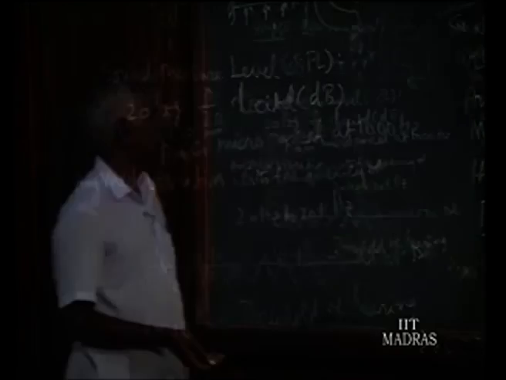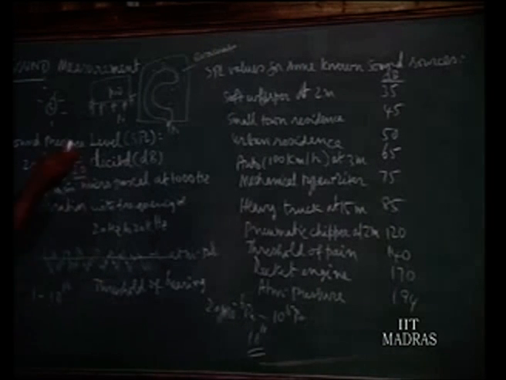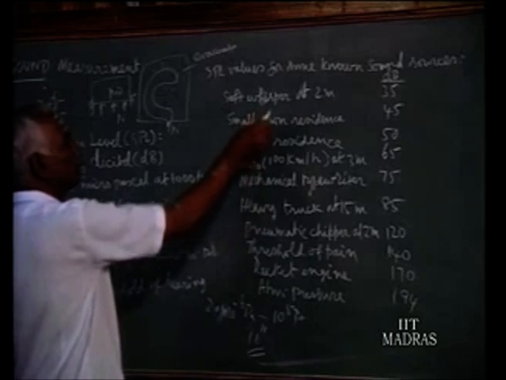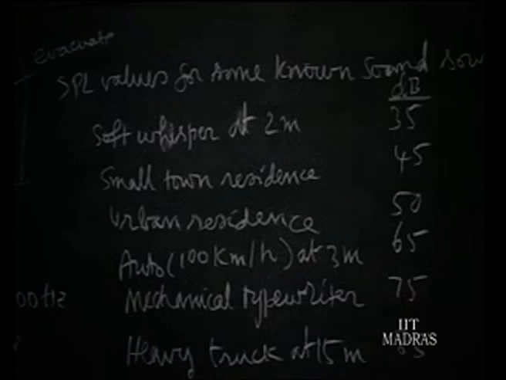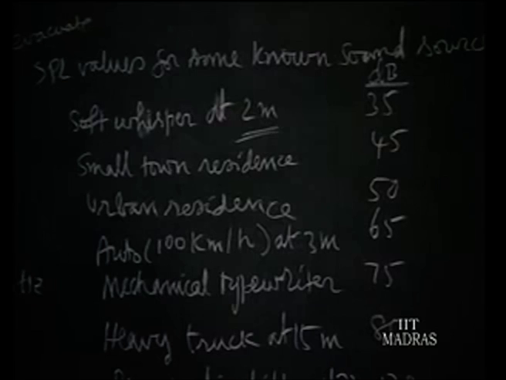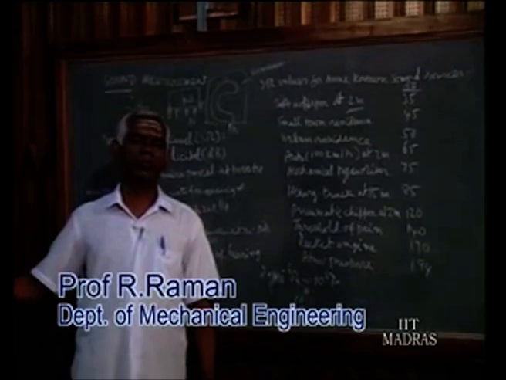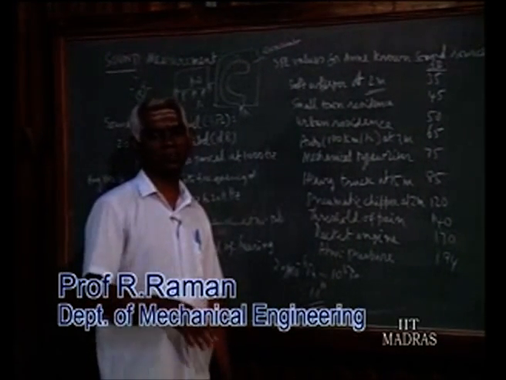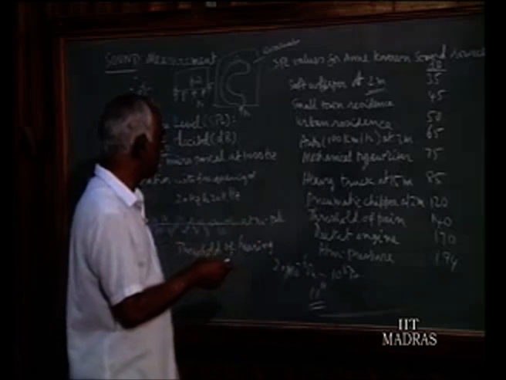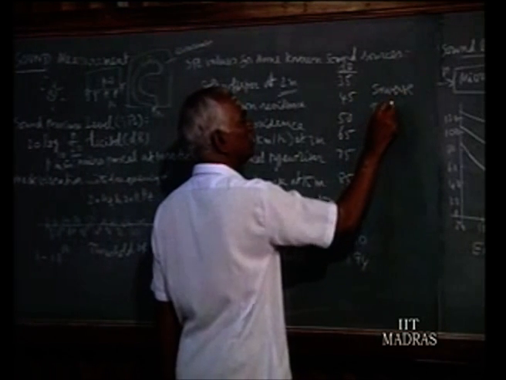Some of the SPL values in decibel for known sound sources are tabulated here. Soft whisper: when two people sit nearby and whisper some information, we measure at 2 meters distance. The distance is important. When you measure sound, at what distance you measure is important, because the longer the distance, the more the sound pressure is reduced. It is inversely proportional. Suppose we double the distance, then the sound pressure is half of the earlier pressure. That is the case with sound. This is called inverse proportionality.